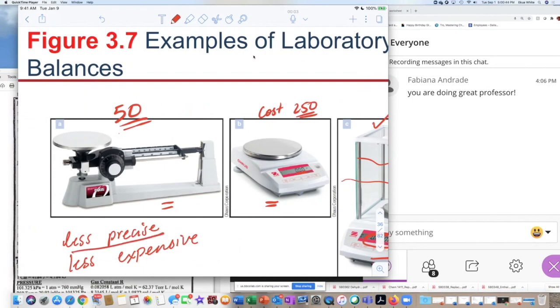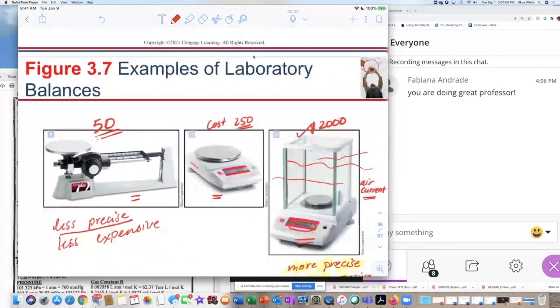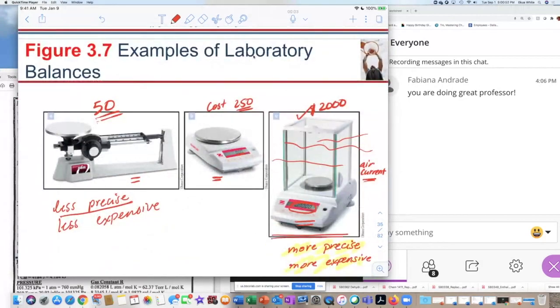You more likely will have a lot of errors with this because it depends on the user and the skill that you have using this. But yeah, this tends to be more precise. So they use this in the DEA, in pharmaceutical companies and stuff, okay?